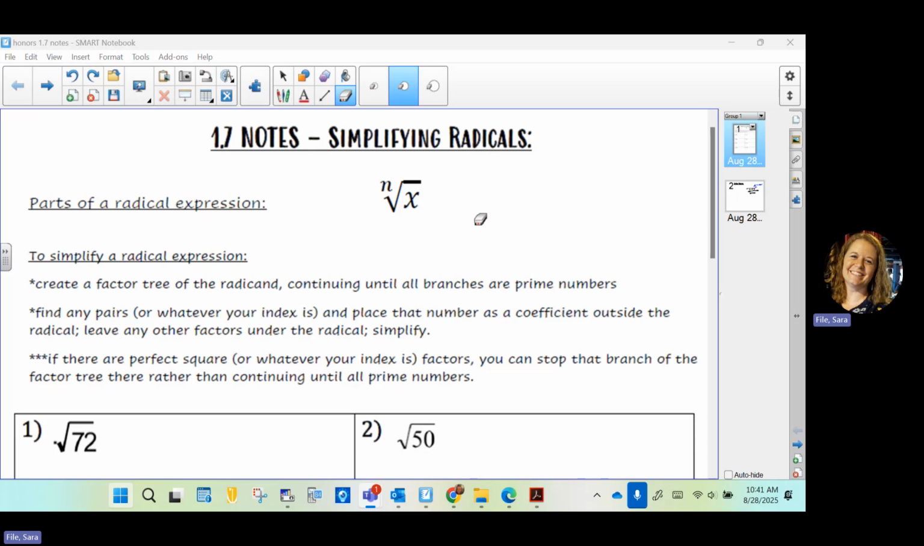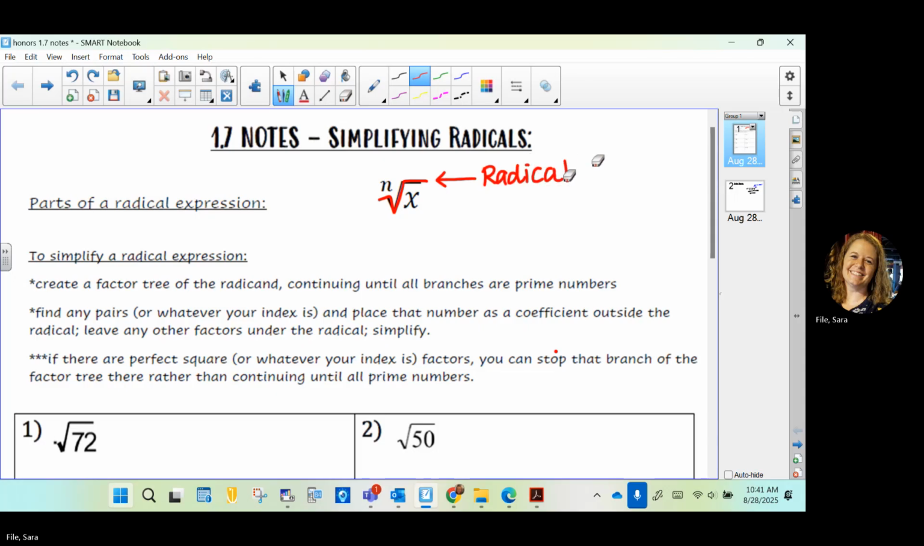Okay, but the first thing we need to identify are the parts of a radical expression. So the actual radical, when you hear that word radical, that's this symbol. If my pen will work, here we go. This symbol here, that's the radical. Oh my gosh, my pen is going to drive you nuts. Okay, so that's the radical symbol.